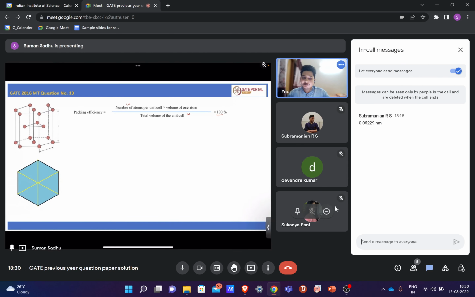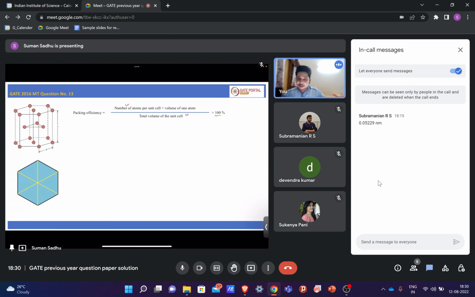Anyone want to try? How many atoms are there in a hexagonal closed packed unit cell? 12. How much? 12. Yes, sir. How? Why is it 12? Sir, hexagonal has the top and bottom, the number of six atoms. Yes. Total calculated is 12. Okay, but one more plane is there in between, right?